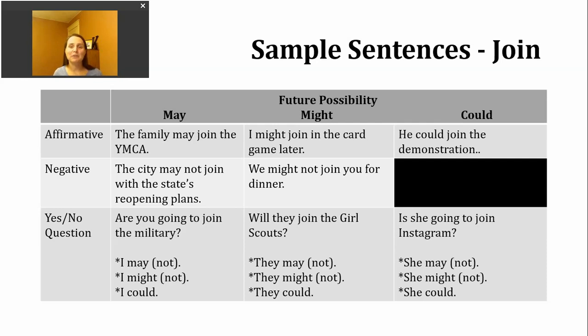And a third affirmative example. He could join the demonstration, right? Not certain, but it's a possibility.